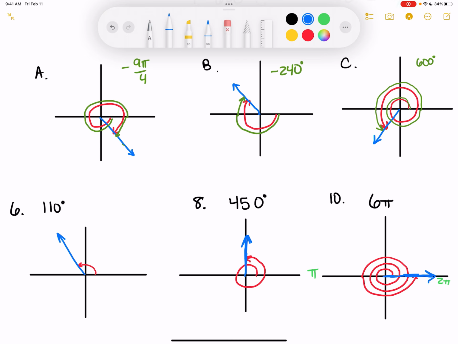So 6 pi is the same as 2 pi or 0, however you want to look at it.